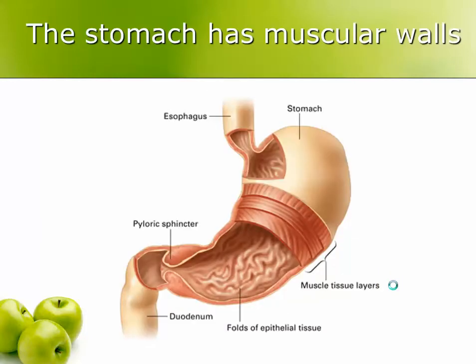Now, as I said earlier, your stomach has muscular walls, and that aids in some of that mechanical digestion, along with the hydrochloric acid and the other enzymes that are in there that aid with the chemical digestion. So here's a pyloric sphincter muscle right here, and that's what stops it from going into your intestine too soon, before it's digested enough.